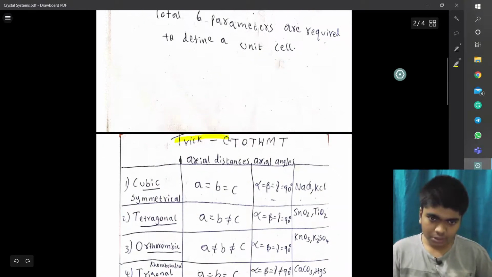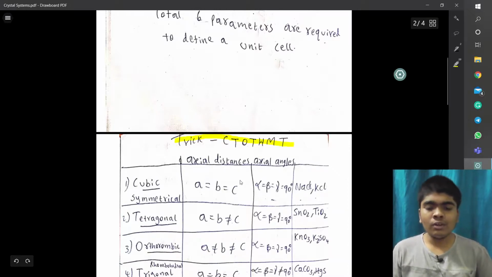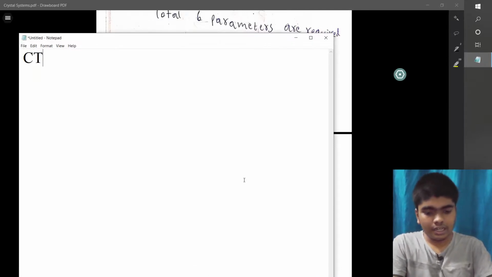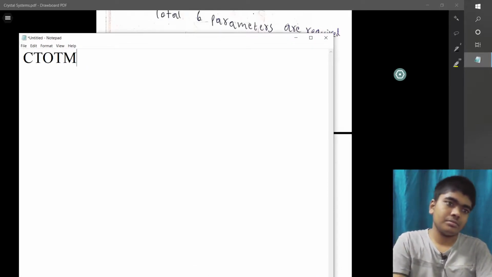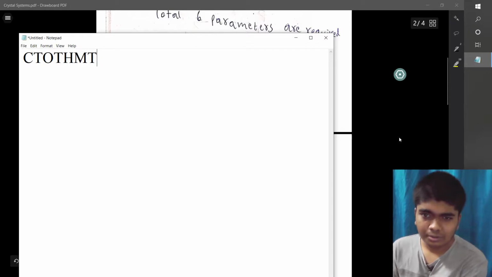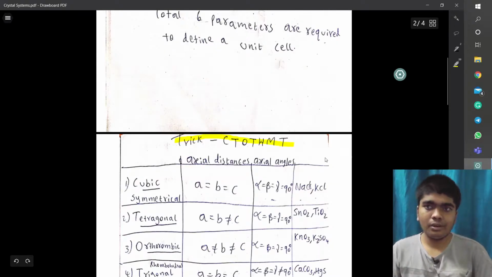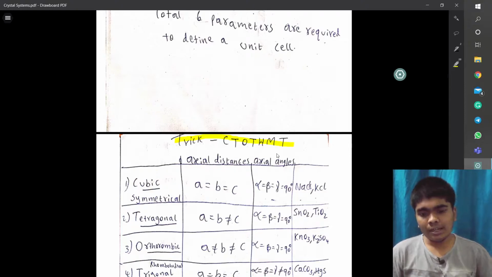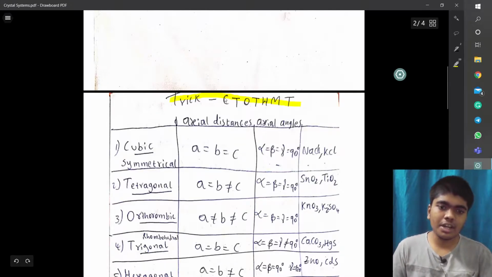So the trick is CTOT-HMT. You may get a laugh, but what is this? This trick is just to remember this whole table. Remembering a whole table in an exam is a bit difficult, right? If you remember this trick, it's easier to remember the whole table.